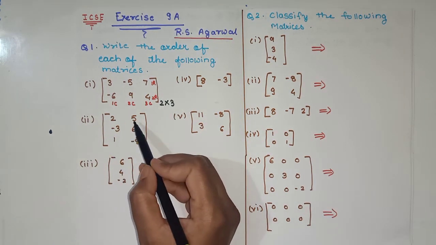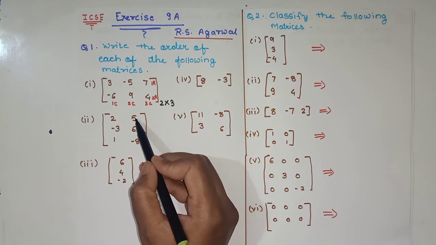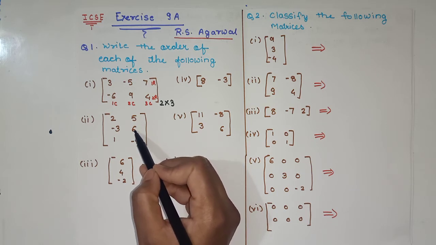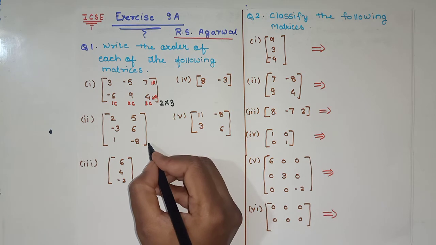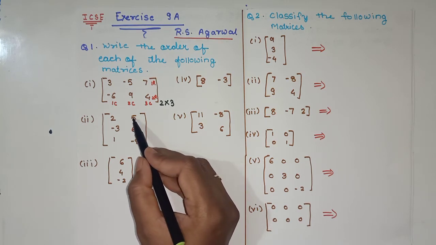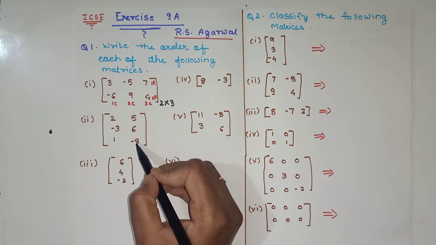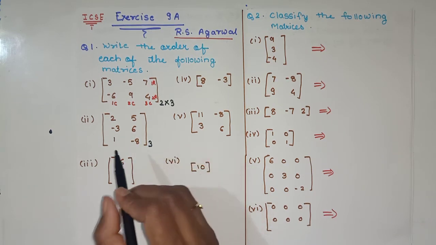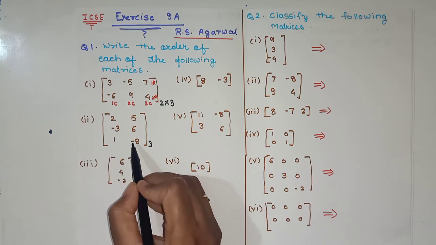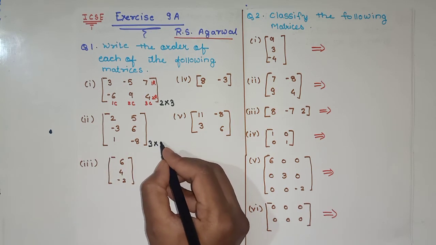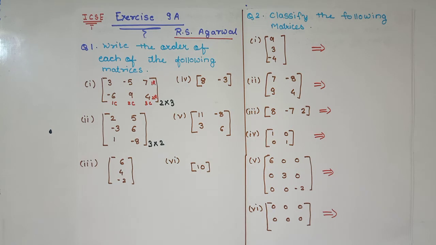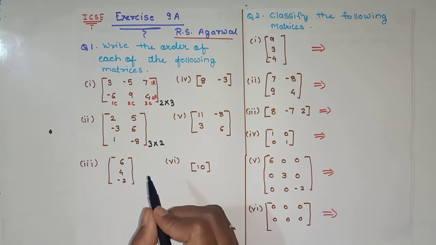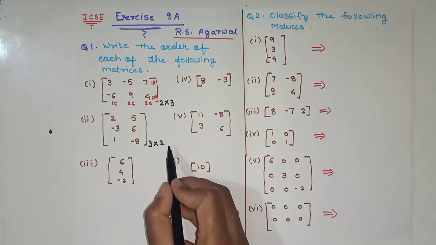Same way here, how many rows are there in this second problem? 1, 2, 3. So how many columns, children? 1, 2. So we are having 3 rows and 2 columns. So what is the order of this second problem? The order of the second problem is 3 by 2.